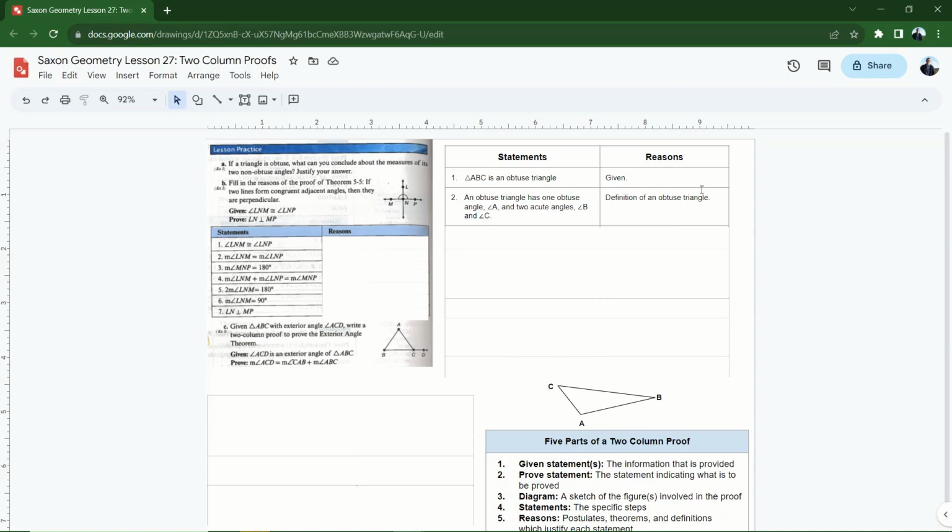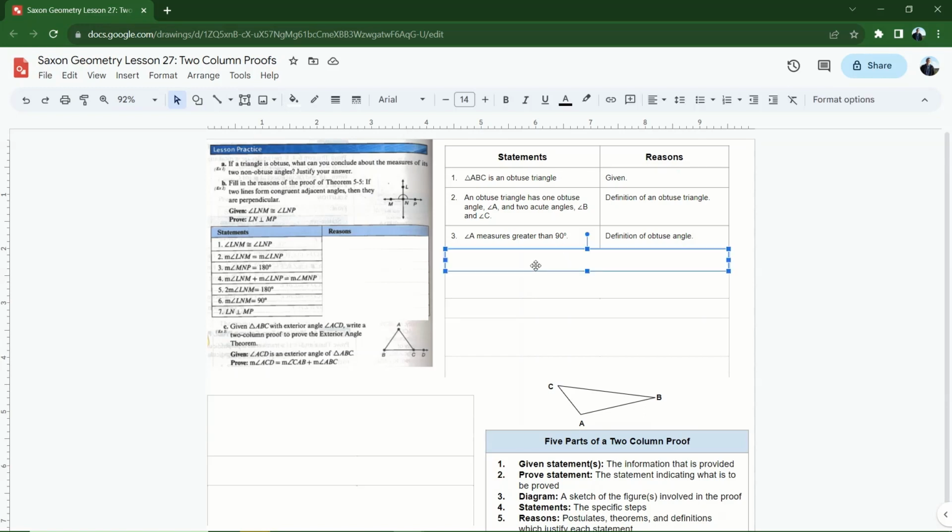And by the way, what's my reason? Well, the reason can either be a postulate, a theorem, or a definition of something. In this case, my reason is that it's the definition of an obtuse triangle. My next statement: angle A measures greater than 90 degrees. Why is that? Because it's an obtuse triangle, and that is my obtuse angle. And an obtuse angle is greater than 90 degrees.